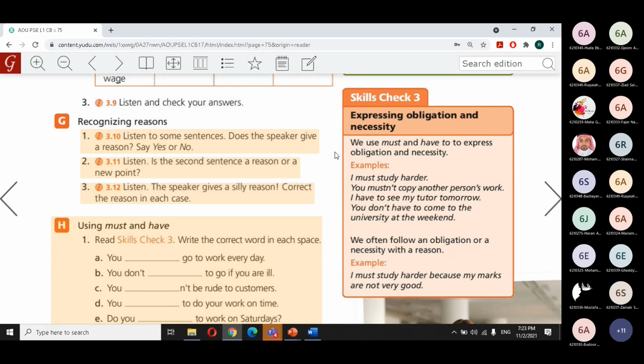Expressing obligation and necessity. Obligation and necessity, اللي هو الإلزام أو الضرورة. الإلزام أو obligation, the verb is oblige, enforce, يعني يجبر. If it is necessary to do something, or you are obliged to do something, يعني أنت مجبر تسوي شيء, whether you like it or not. Okay. Maybe you noticed something here.